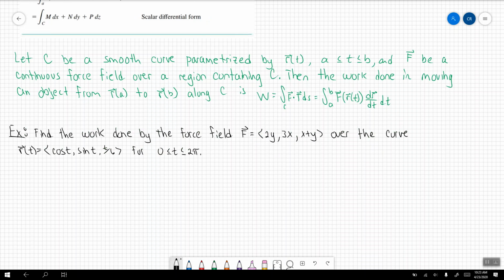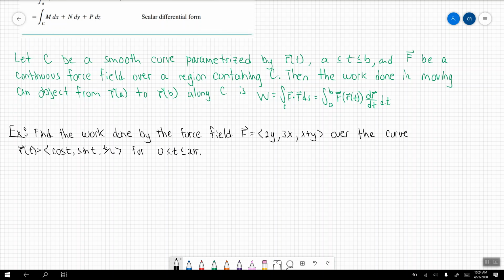So once we have this smooth curve parametrized by some r of t over some interval for t bounded by a and b, we're going to let F be a continuous vector field over some region that's going to contain the curve C. Then the work done in moving an object along that curve from point A to point B is given by this integral. Now notice this is the exact same line integral that we were working with at the end of the last video.